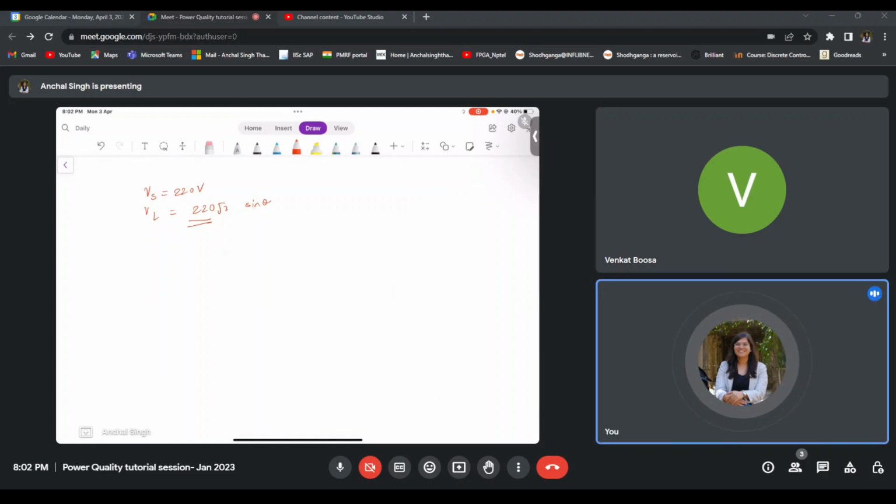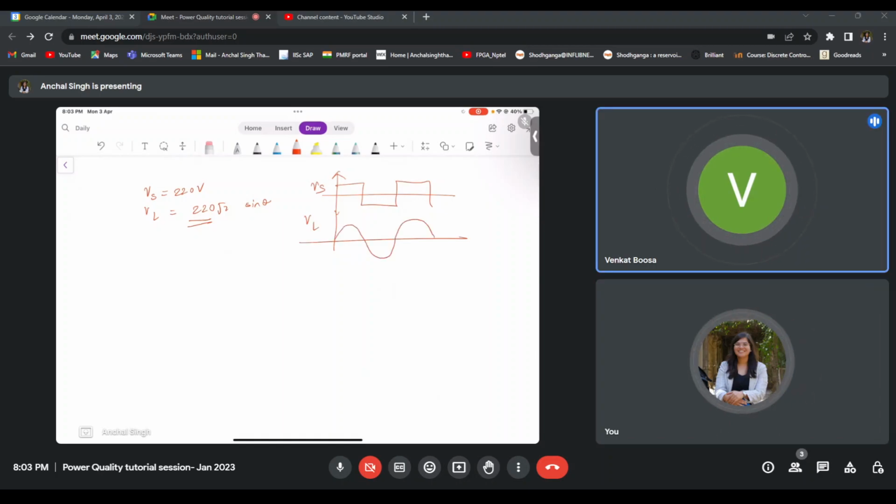In this question, you are given the source voltage as a square wave, right? Yes, madam. The source voltage waveform is square, and the load voltage is sinusoidal.